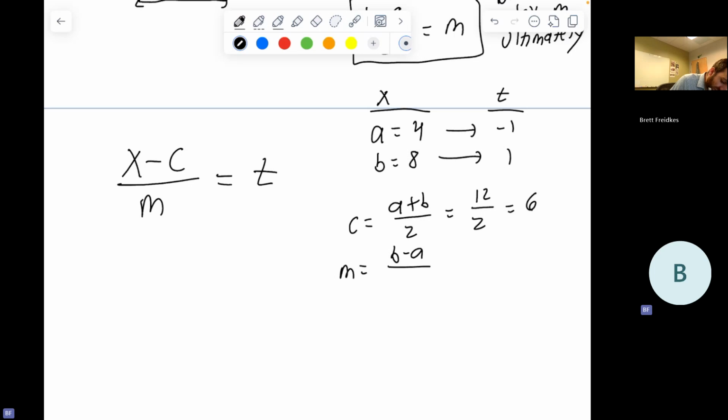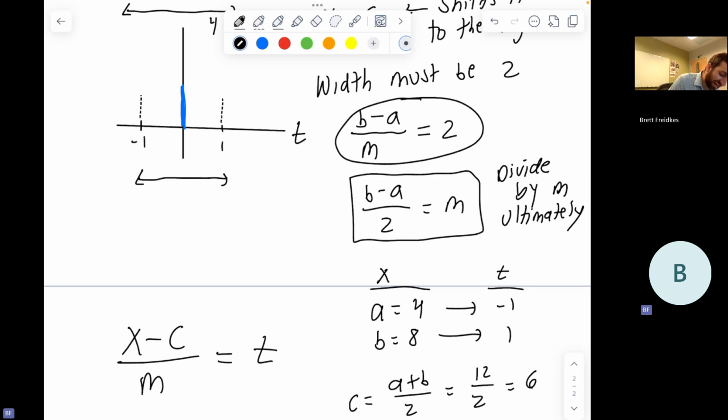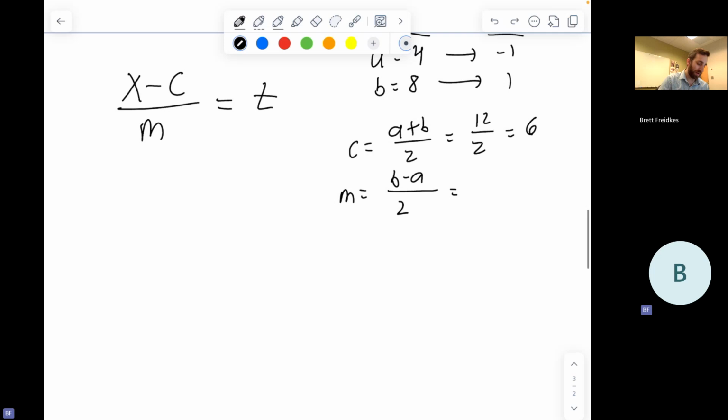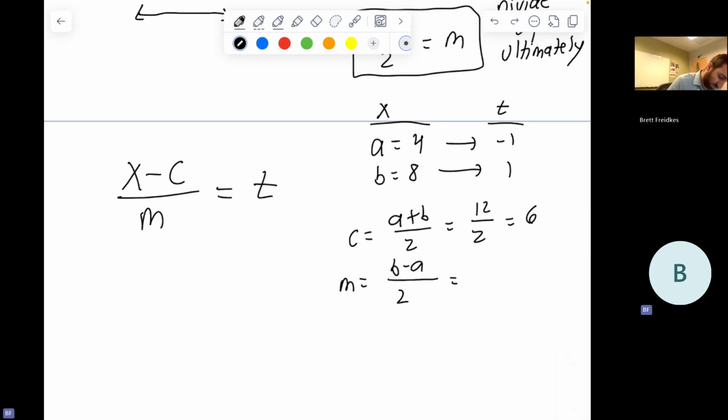I said that this magnifier, this M, is going to be the width divided by 2. That's what we learned from doing this math here. We're trying to get a width of 2, so we divide by some arbitrary number. If I solve for that arbitrary number, we have an equation for it. B in this example was 8 minus A was 4, divided by 2. We have to divide all of our numbers by 2 to get the correct value. So basically, I have x minus 6 over 2 is equal to t.